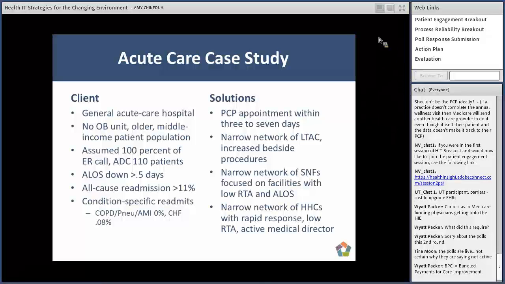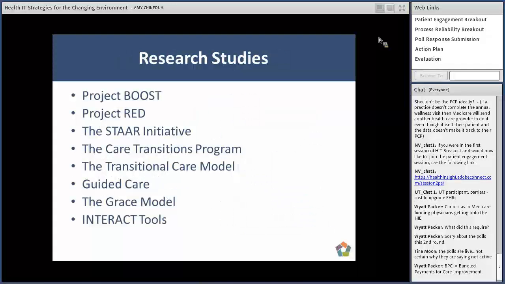So that's basically been our strategy. Unfortunately, we're a little bit early into the system to figure out whether we're actually saving them money.